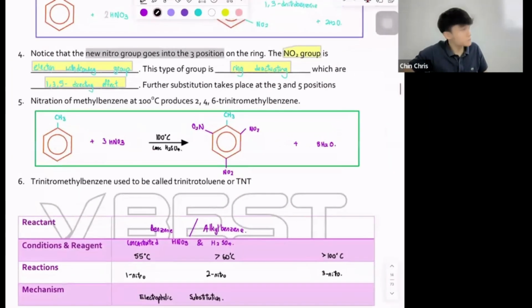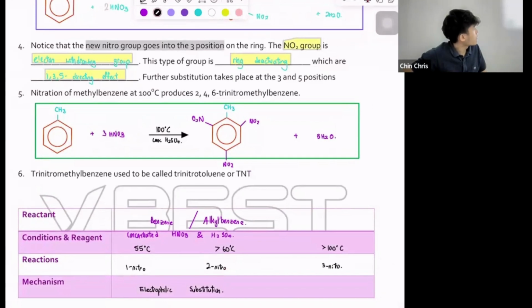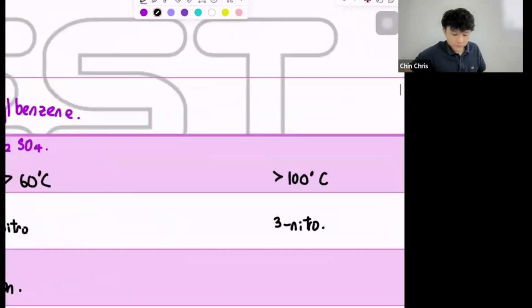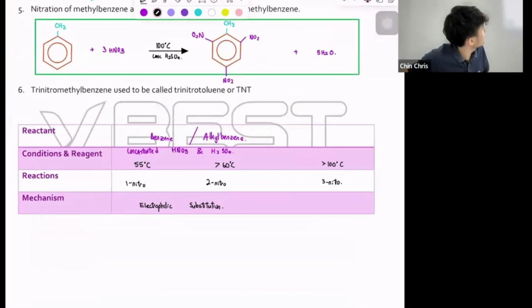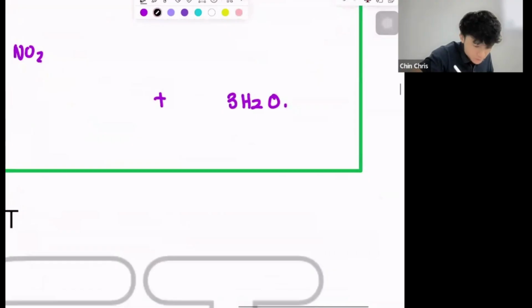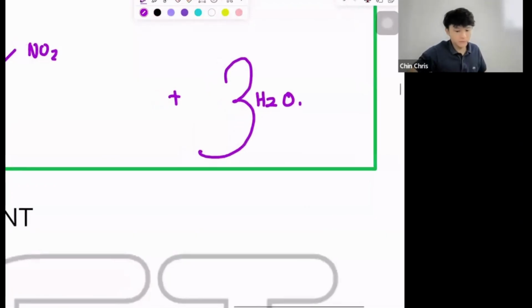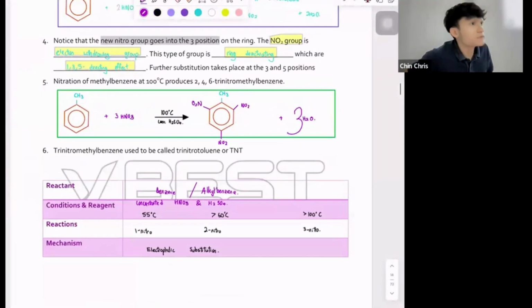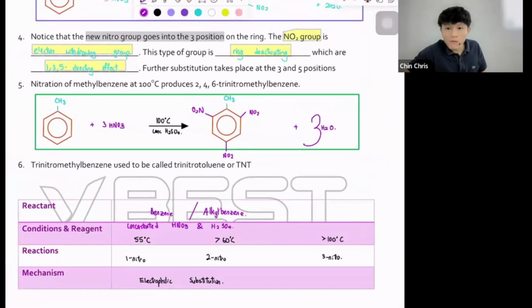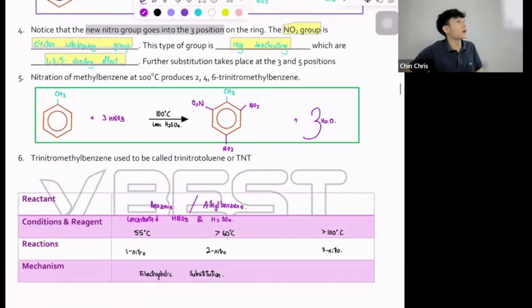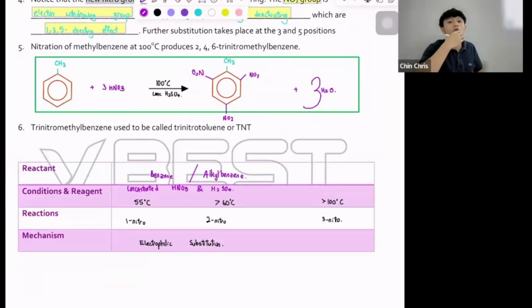Alright, please copy down. 3 or 5 H2O? 3. Okay, all good. Yes, the temperature determines how many nitro groups. You are right. The temperature will determine how many nitro.